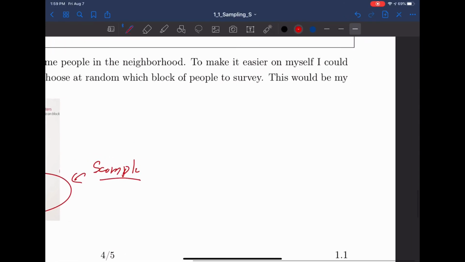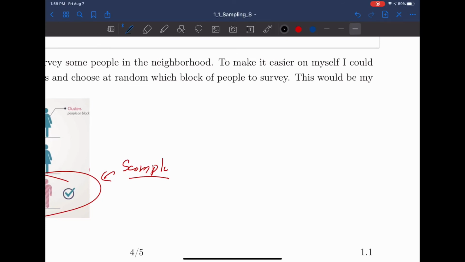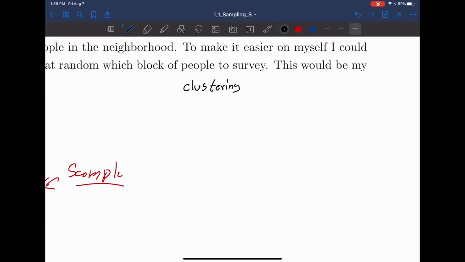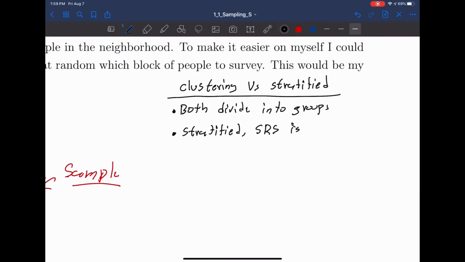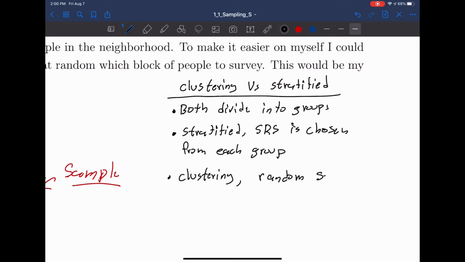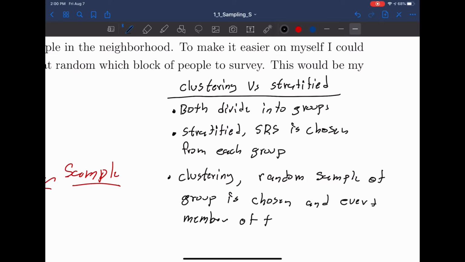Okay, so let's do a little comparison, clustering versus stratified. Yes, they both divide our population into groups, but with stratified, a simple random sample, I'm just going to call it SRS for now, is chosen from each group. And with clustering, a random sample of groups is chosen, and every member of that chosen group is in the sample.